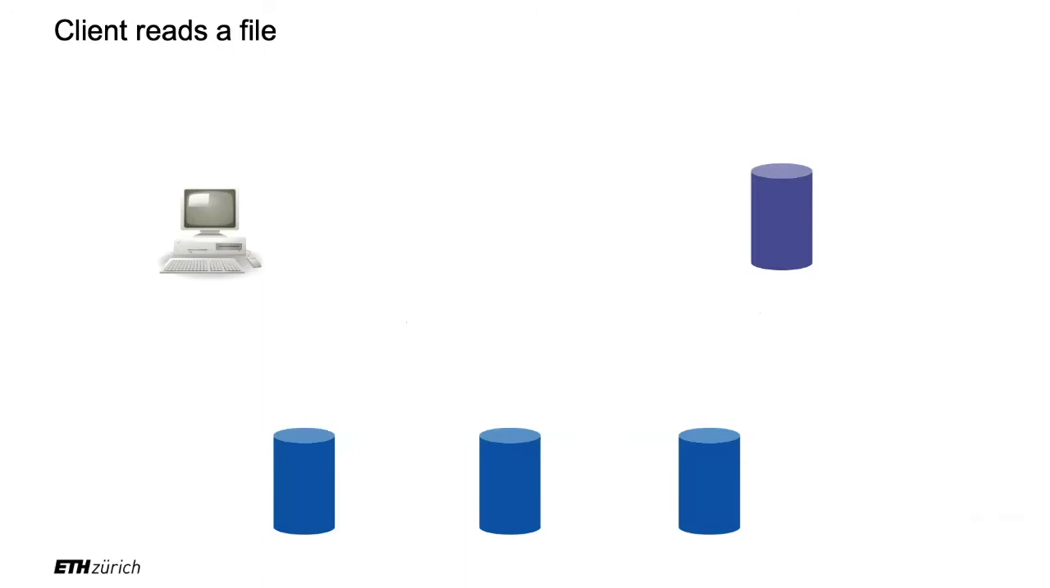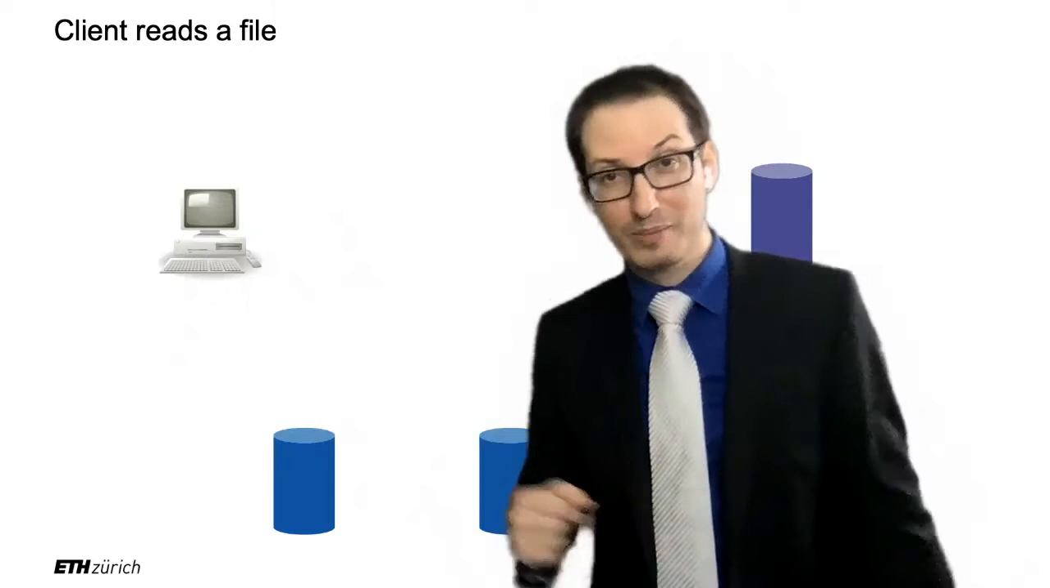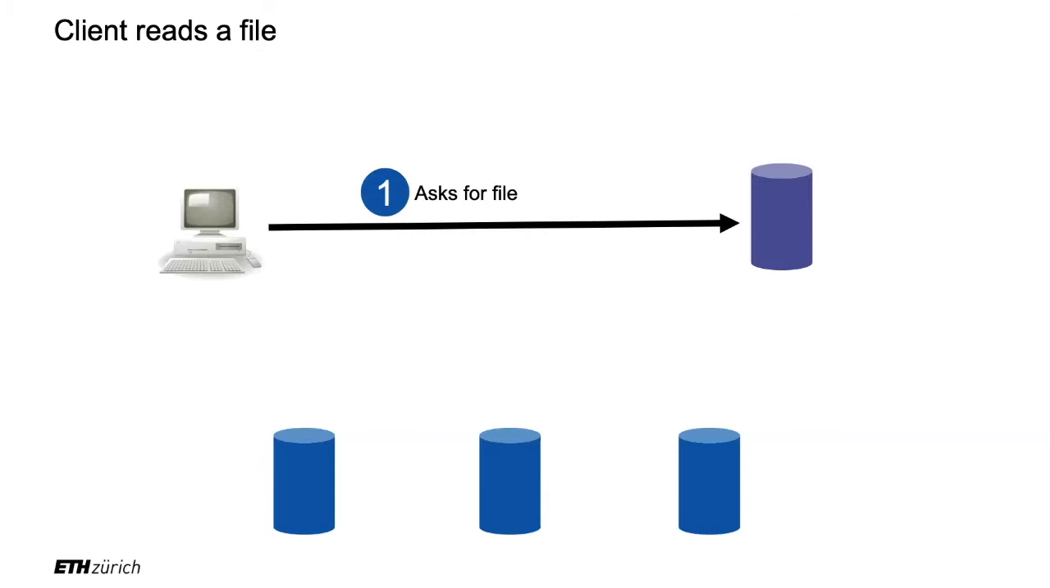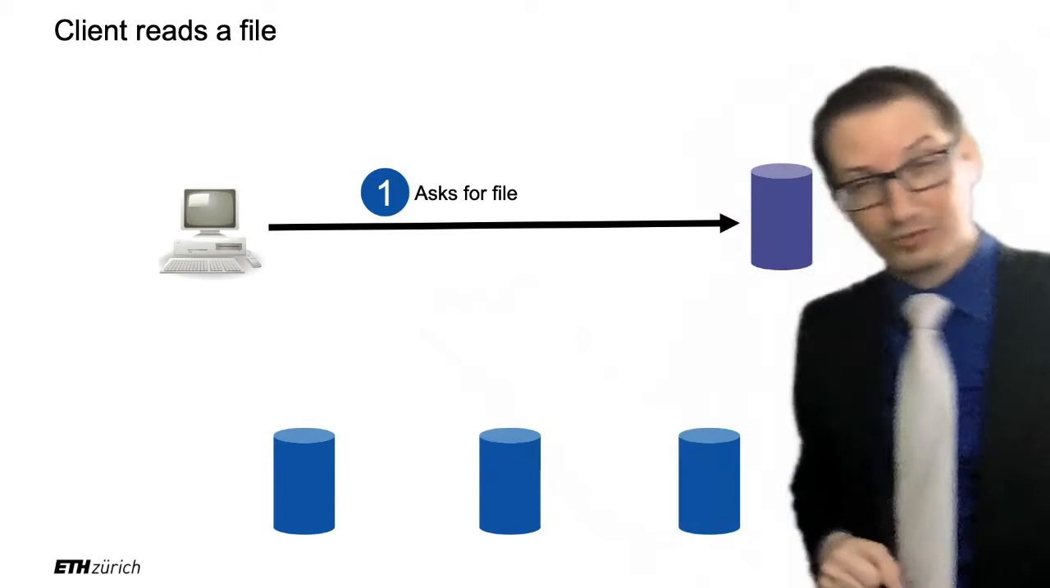Okay, so let's look at my animation now. So we have a client right here. That's whoever is connecting to the HDFS cluster. That could be your laptop. That could also be a machine in the cluster. We come back to that. We have the name node right here, and we have data nodes right there. So what happens is that first, we want to read a file, right? This is what I'm describing now. So the client connects to the name node and asks for a specific file in order to read it.